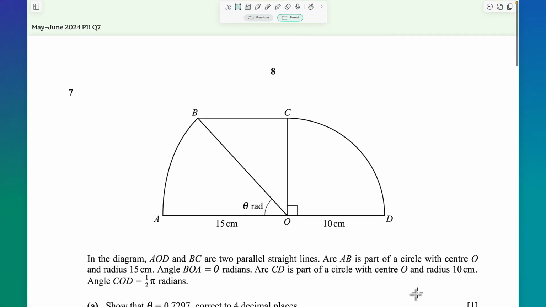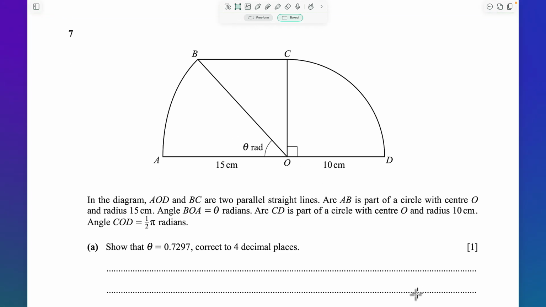In this video, we're going to be going through the May-June 2024 paper 11 question 7 problem. Just to jump straight into that, the question says, in the diagram, AOD and BC are two parallel straight lines. So we want to highlight as much of this information as we can as we read the question. AOD is this line from this end right up until the end here, and BC, are two parallel lines, so we can draw these just to say this line and that line are parallel.